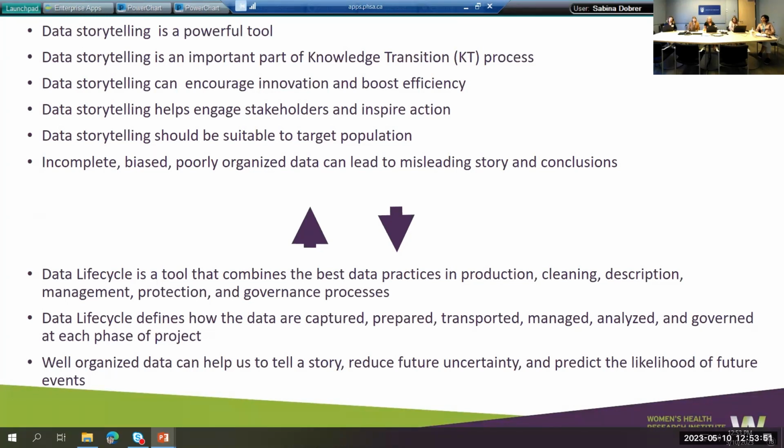Data storytelling is a very important part of knowledge transition. When we analyze data and publish papers or reports, we can take this information and transform it into knowledge. Data storytelling can encourage innovation and boost efficiency. I think it's true. It can change stakeholders' minds, and one example is contraceptive medication for free. It started as a project that told a very nice story and was transferred to policy. So telling a story about the data can be powerful to engage stakeholders and change policies.